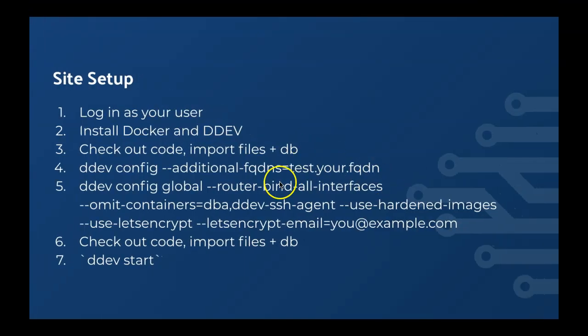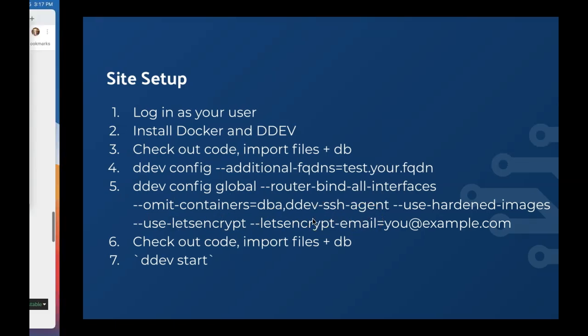And now we need to do a couple of global configurations here. We need to tell DDEV globally to bind all interfaces, which means listen to the outside world. In a development environment, we don't want to be listening to the outside world. Here's the omit containers. We already did that. We're going to do the use hardened images, use Let's Encrypt, and Let's Encrypt email. So let's do that.